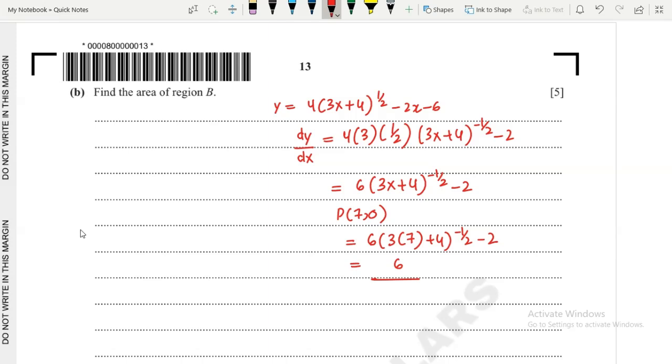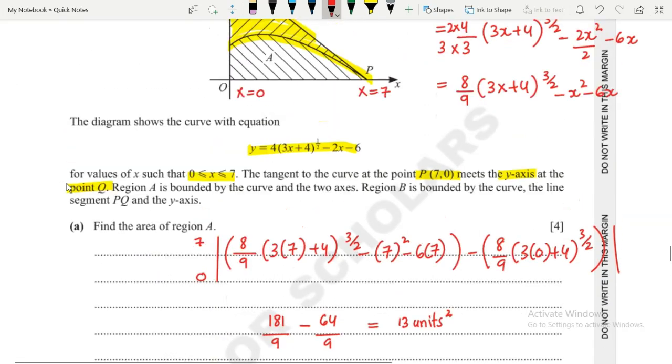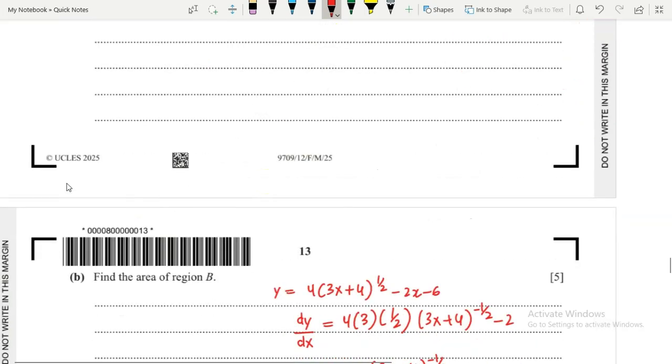So the square root of 25 is 5. So 6 over 5 minus 2. 6 over 5 minus 2 is equal to minus 4 by 5. So the gradient is minus 4 by 5. Now if it is a tangent, it is going to have the same gradient, but we are just forming the equation first.